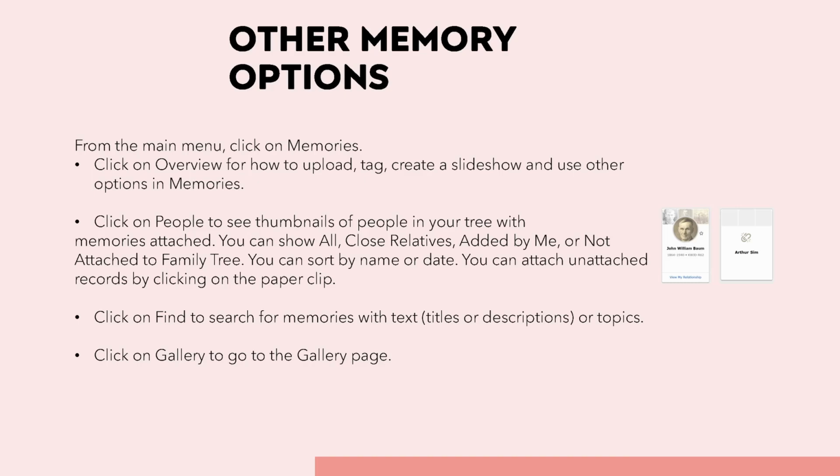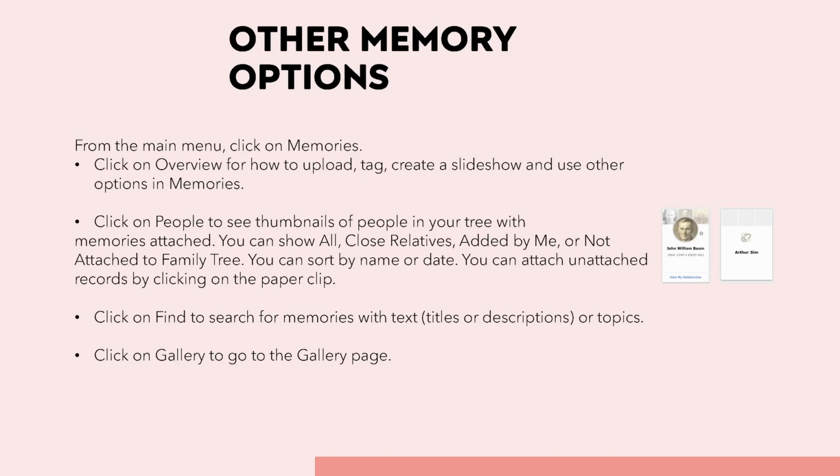That shows you thumbnails of the people in your tree that already have Memories attached. Now you can find those also if you go to fan chart and you click on one of the options that says stories, photos, and so on. They'll show you which of your relatives already have photos and stories. That's in a big, large format. This shows you just a grid with all the people, or you can do it by close relatives. You can do it by people that you've added.